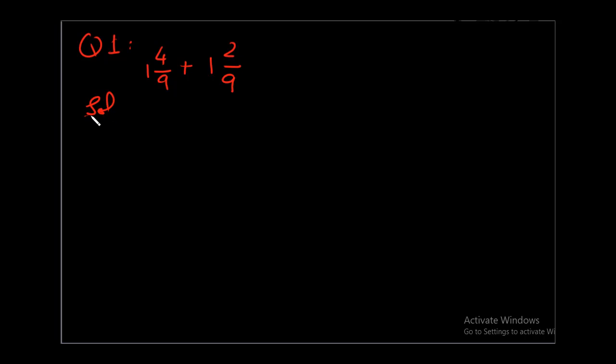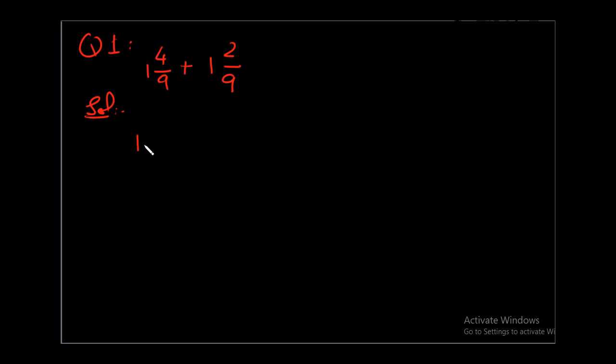Let me solve this question. And how do we solve this question? It is very easy. First of all, I would like to convert my mixed numbers into improper fractions. So let me try to convert this first. When I convert this, I multiply this 9 with 1. So 9 ones are 9, and then we add this 4, so we get 13 by 9.